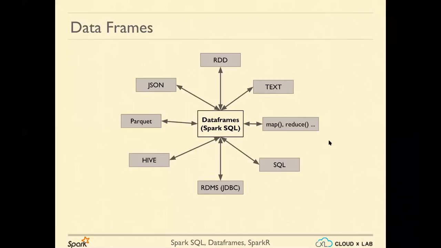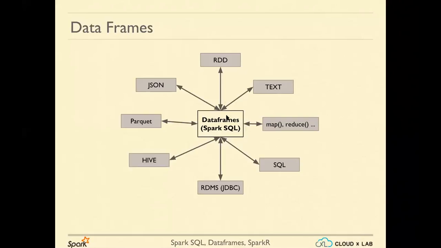So you see that we could create the data frame from all kinds of sources. Let's say we want to convert our data from Parquet into JSON. All you need to do is load the data from Parquet and save it as JSON. So all kinds of permutations are possible because of a central common denominator called the data frame.